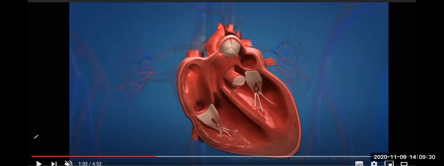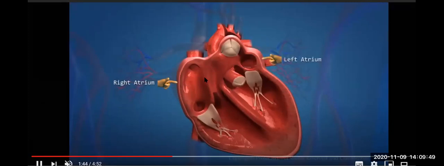So let's see. Now when you talk about this heart, this chamber is called the right atrium, this upper left portion. And this is your left atrium. Then the lower portion is the ventricles, right ventricle and left ventricle.